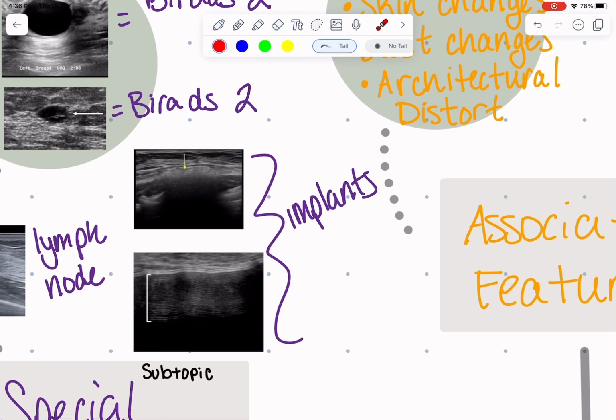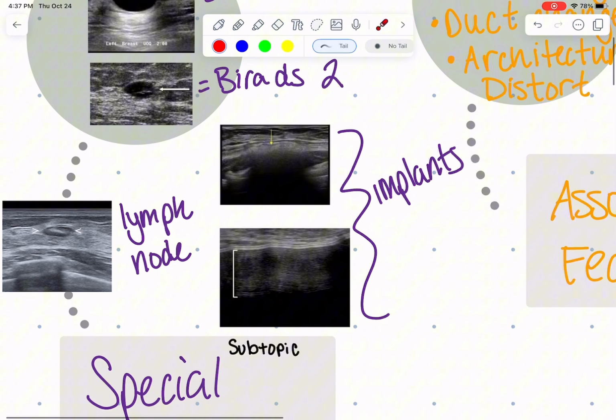And then those are examples of implants. The very top one would be a ruptured silicone implant, and it gives off a snowstorm appearance. And then right below it, I think this is an example of a saline implant, but I'm not too sure. But we could see 2 echogenic parallel lines right in the anterior portion, indicating where that implant begins. And then I put an example of an enlarged lymph node.